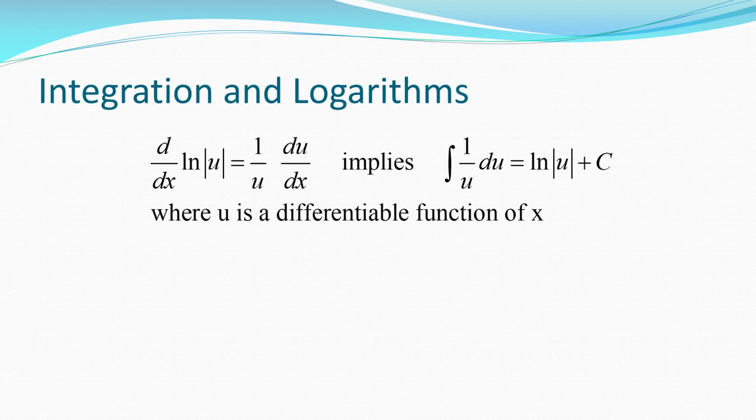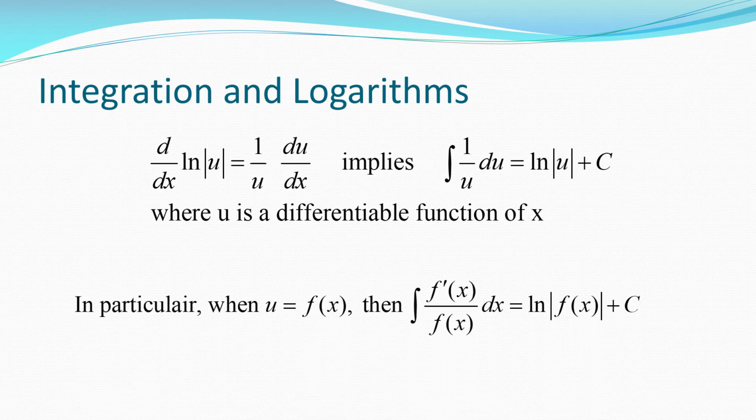So now, speaking about integration, the derivative of the natural log of the absolute value of u is 1 over u times the derivative of u in terms of x. But that implies then, by undoing that derivative, that the antiderivative of 1 over u du, that form, is the natural log of the absolute value of u plus the constant of integration, assuming u is a differentiable function of x, of course, or else you can't do any of this.